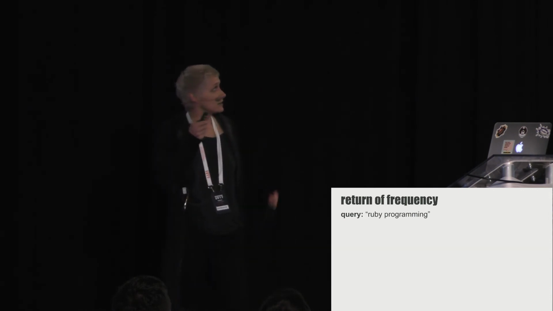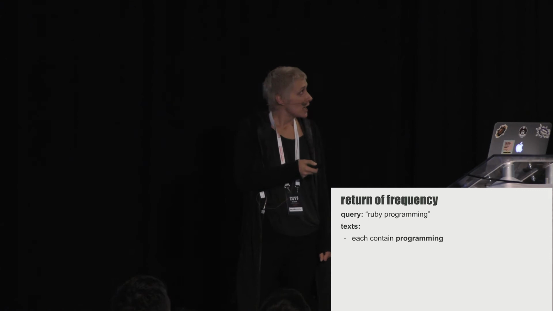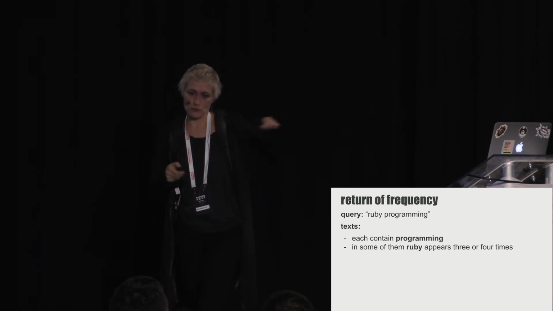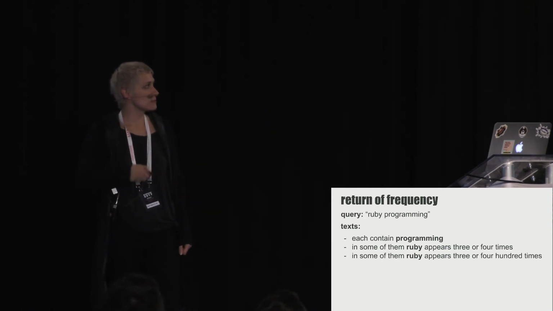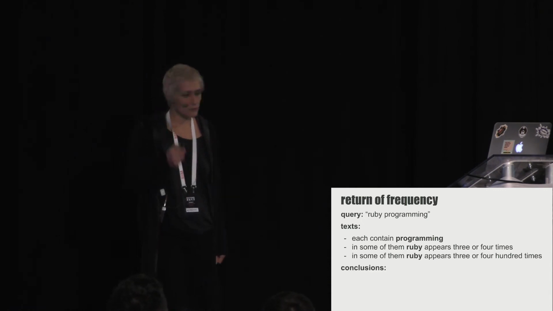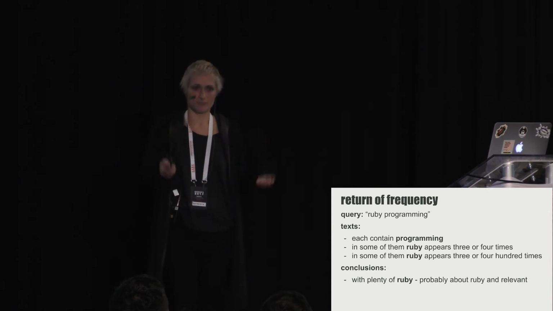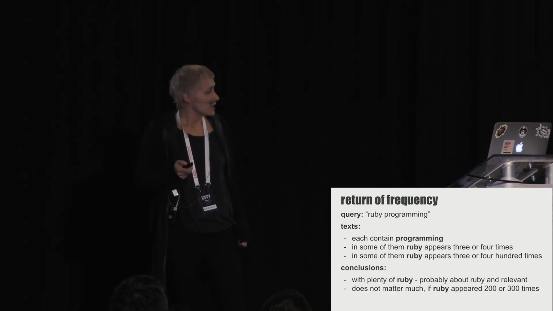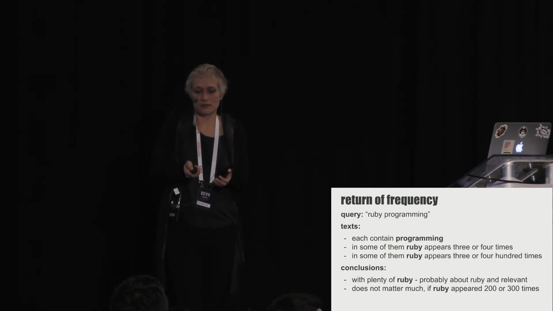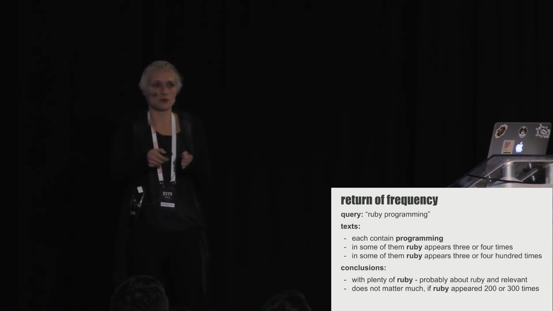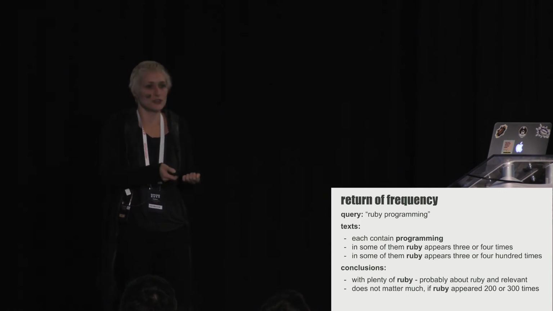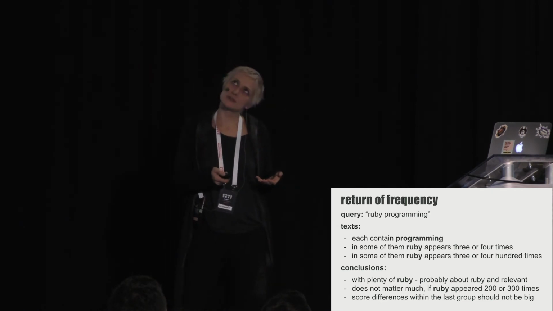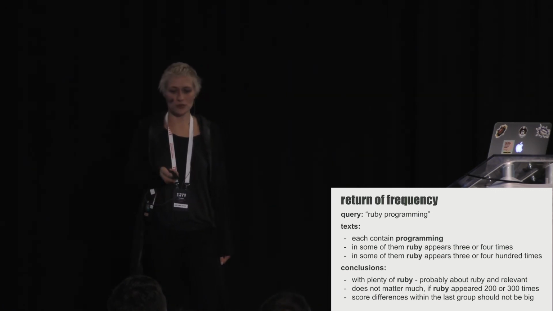Let's think about a query. If we have this query, Ruby programming, and we have texts, and each of those texts contains the word programming, and in some of those texts Ruby is mentioned, I don't know, 3 or 4 times, and some of them mention Ruby 300 or 400 times, we obviously can say that the last group is probably about Ruby, and therefore is relevant for our query. On the other hand, within this last group it doesn't matter if the word Ruby appeared 200 times or 300 times. The most important fact is that it is about Ruby, hence it's relevant. So we would expect that the similarity scores in the last group will not differ very much.